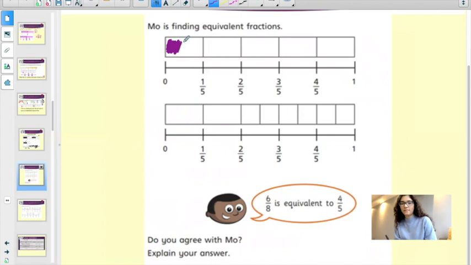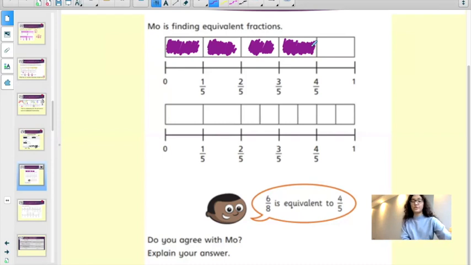1, 2, 3, 4. So boys and girls, what I would like for you to do then, to push yourselves, is to draw a number line, draw 6/8, or split the number line into 8 parts, shade 6 of those in, and then have a look to see if Mo is correct. Put your answers onto Tapestry for me to see.